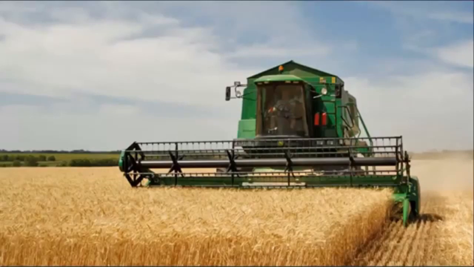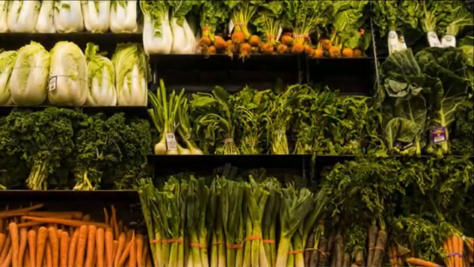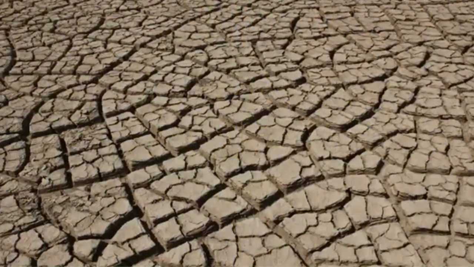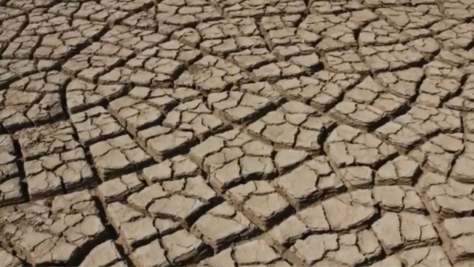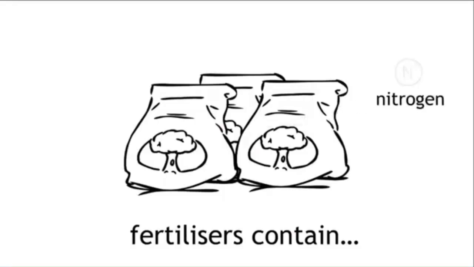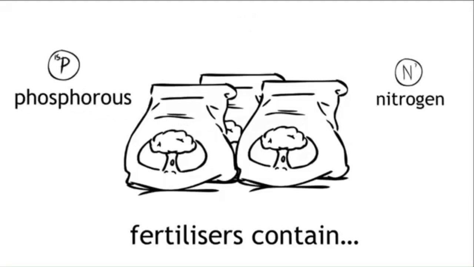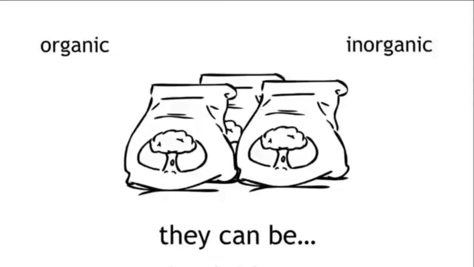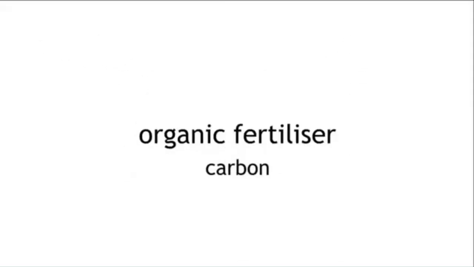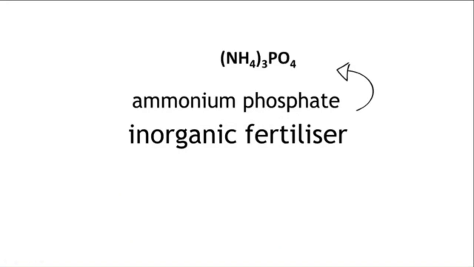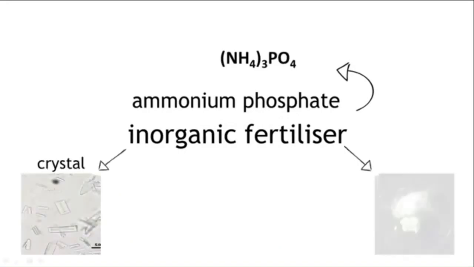But when we harvest crops and then take them away and eat them, we take the nutrients too. So after years of growing plants, the soil can't support crops very well, unless we replace the nutrients using fertilizer. Most fertilizers contain nitrogen and phosphorus, though some contain other useful elements like potassium. They can be organic or inorganic. Organic fertilizer contains carbon, and an example of an organic fertilizer is manure. Inorganic fertilizers can take many forms, such as ammonium phosphate, which can be in a crystal or a powdered form.